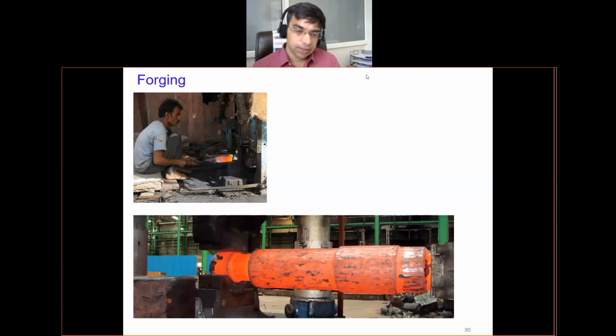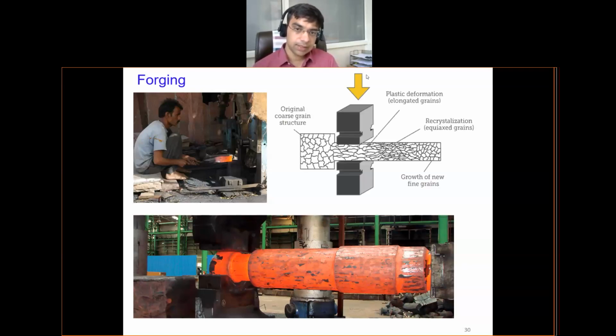Forging can handle very large parts, as you can see in the photograph of a very big shaft. This shaft is used for transmitting power, for example, in a ship propeller. And forging gives another advantage, which we have been discussing, that is refinement of grains by recrystallization.